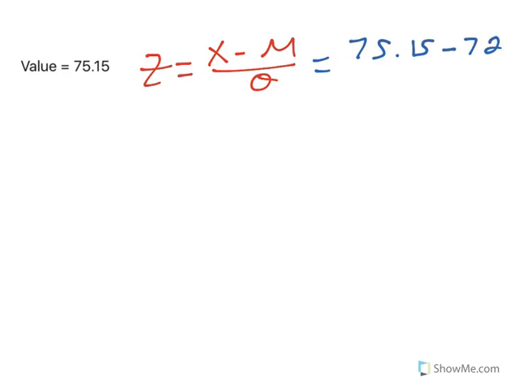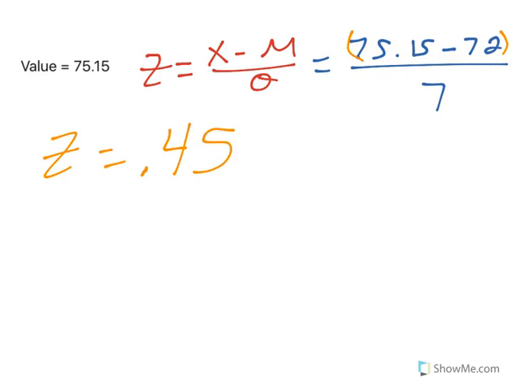percentage. So if you're given the value, the z-score, remember, is value minus the mean over the standard deviation. So we plug in our numbers. 75.15 minus our mean of 72 divided by our standard deviation of 7. So make sure you subtract your numerator first, divide by 7, and we end up with a z-score of 0.45. Now, it says z-score to 2 places, so we are good there. Boom. And now we need a percentile.